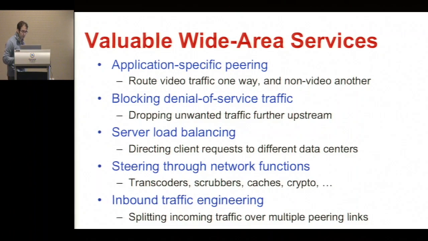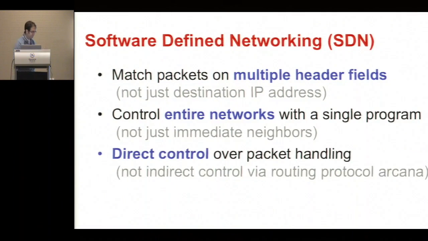Other things too, load balancing, right? If I've got a destination, and I want to send half of the traffic on one path and half of it on another path, that sounds easy, but the current protocols make it tough. There are other things as well. I'll talk a little bit about the last point in my coming example.